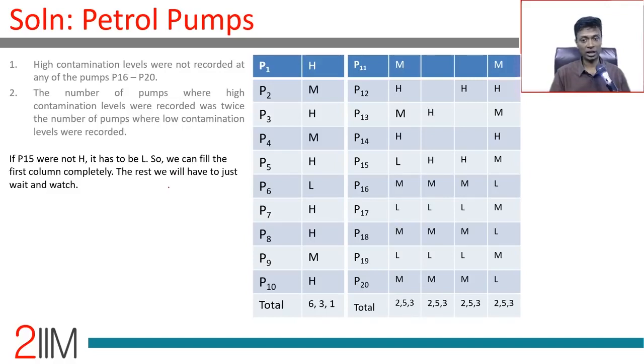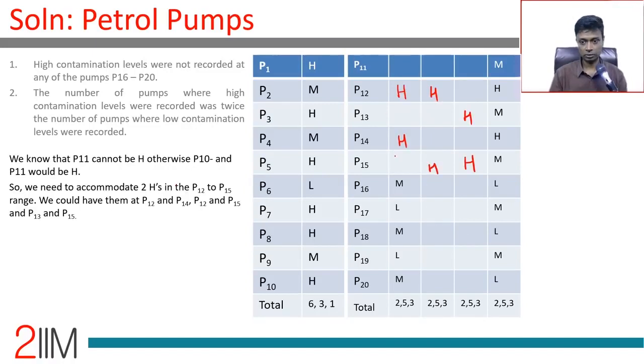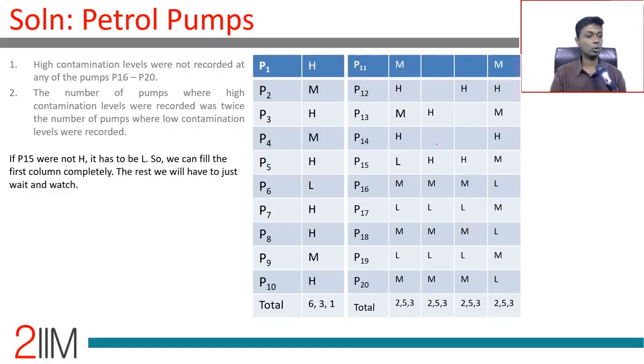If P15 were not H, then it has to be L. So we can fill the first column completely. So this cannot be M, this cannot be H, this will be L. This is L, then we accommodate all the L's required. The other 2 will have to be M. We are done. For the others, there's more freedom. There's one L also in between. These 2 cannot be M. One of these 2 has to be M. So we can have M here and then LM or ML here. So those possibilities exist. Those things we can still figure out later on.